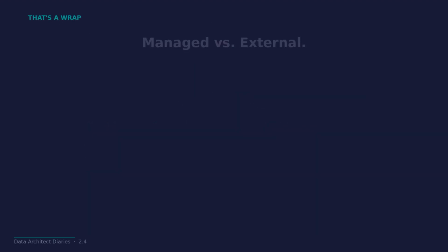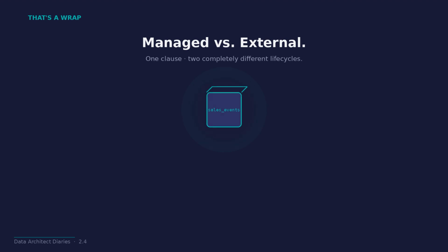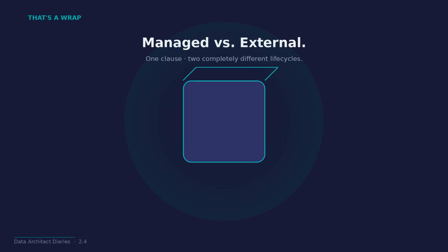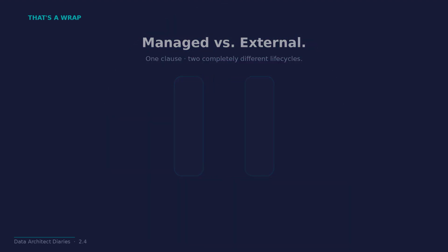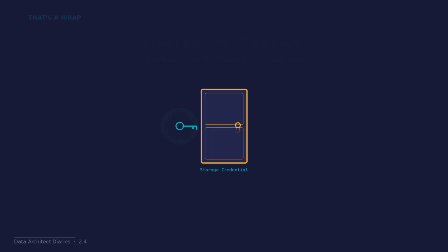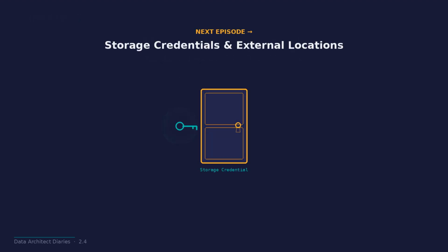So that's managed versus external. One clause, two completely different life cycles. Next episode, we go one level deeper into the plumbing: the storage credential and external location. How Unity Catalog actually gets permission to touch the external storage in the first place, and how to set it up without accidentally handing the whole account away. It's the piece that makes today's external tables even possible.